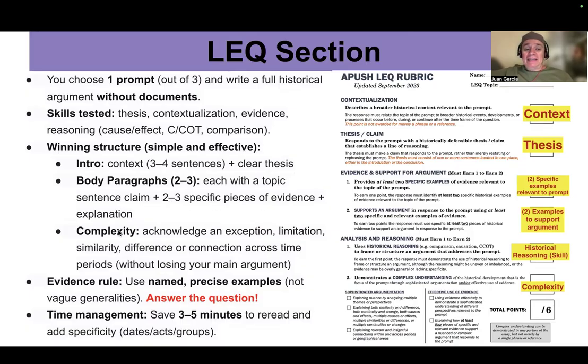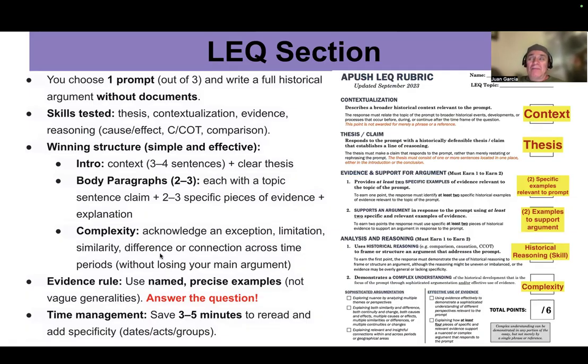And then your last paragraph is the complexity. Do not write a conclusion. You do not get credit for a conclusion. Just add your critical thinking. Okay, so acknowledge an exception, limitation, similarity, difference, or connection across time periods without losing your main argument. This is the critical thinking aspect. This is a complexity.